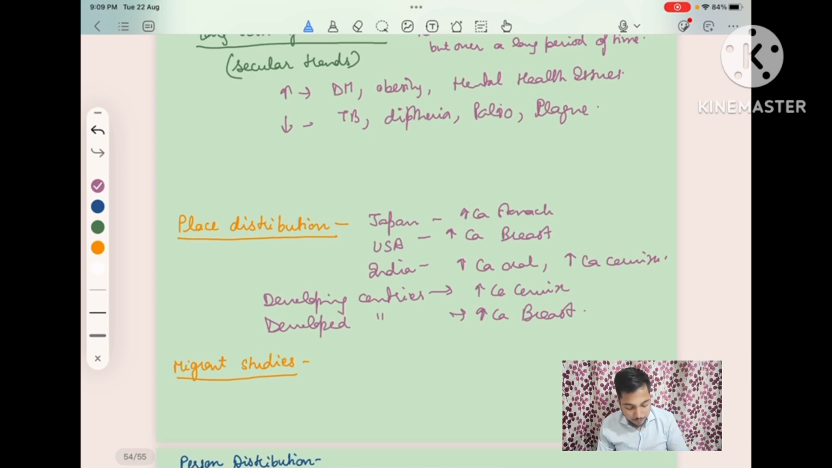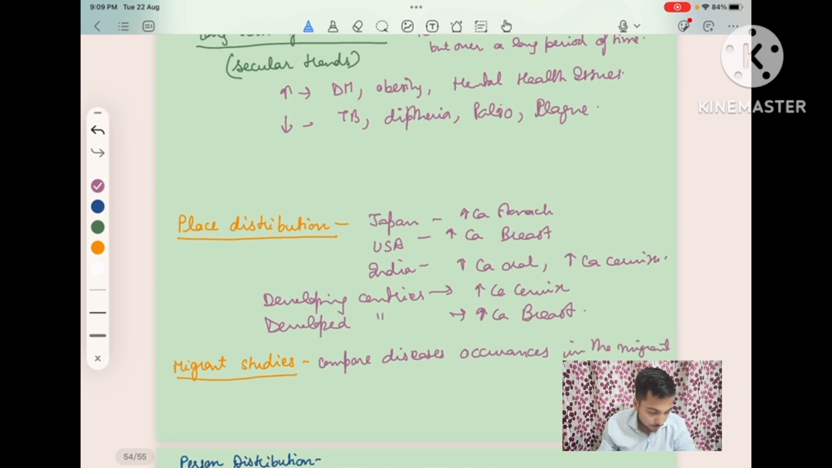Now one thing that I want to let you know is about migrant studies. In migrant studies, what we do is compare disease occurrences in the migrant population to that of the local population, or that of the earlier population. Now what do we get by doing this?